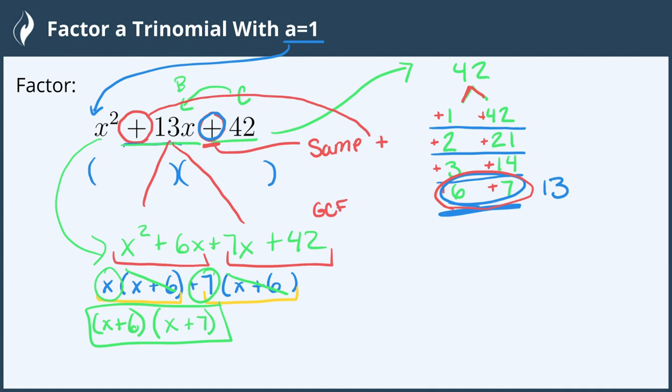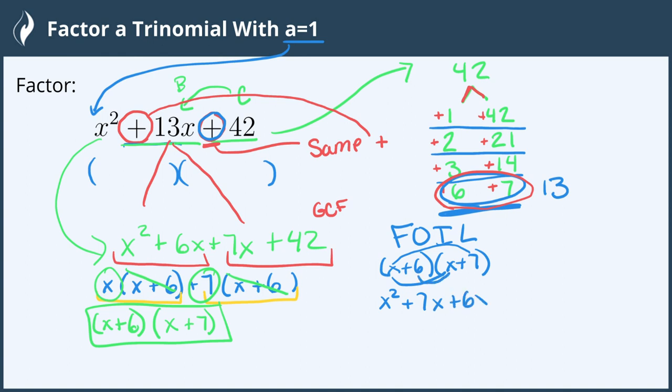We can check this too by doing FOIL, first, outside, inside, last, just to make sure that we did it correctly. x plus 6 times x plus 7. The first times the first gives us x squared. The outside, x times positive 7, is plus 7x. The inside, positive 6 times x, is plus 6x. And the last is 6 times 7, which is positive 42.